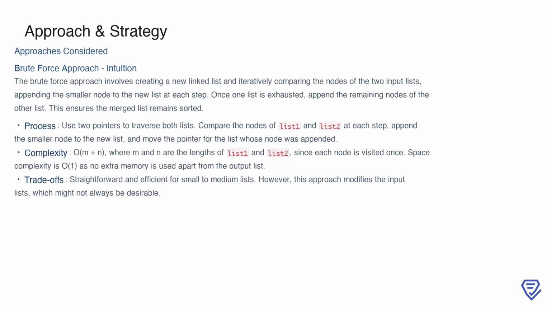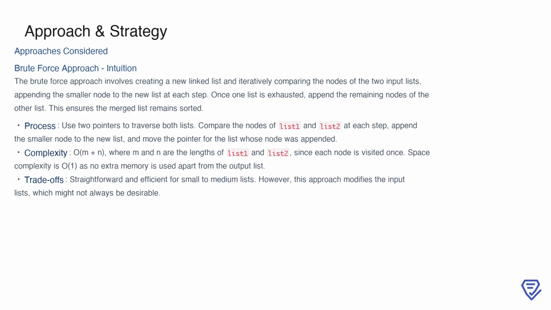To tackle the problem of merging two sorted linked lists, let's start with a brute force approach. The intuition here is straightforward. We create a new linked list and iteratively compare the nodes of the two input lists. At each step, we append the smaller of the two nodes to our new list and move the pointer forward for the list from which the smaller node was taken. Once one of the lists is fully traversed, we simply append the remaining nodes of the other list, since it's already sorted. This ensures that the final merged list is also sorted.